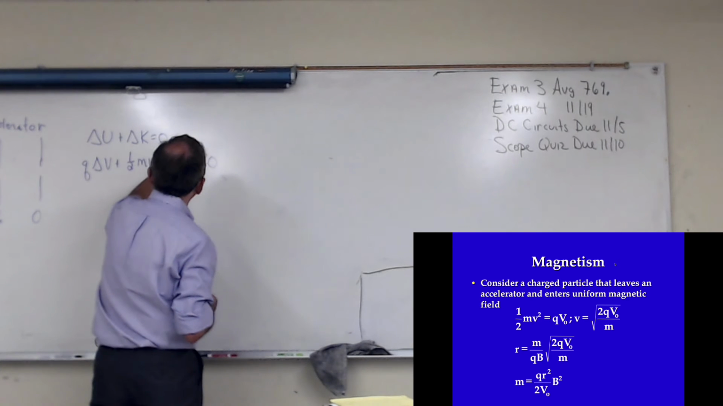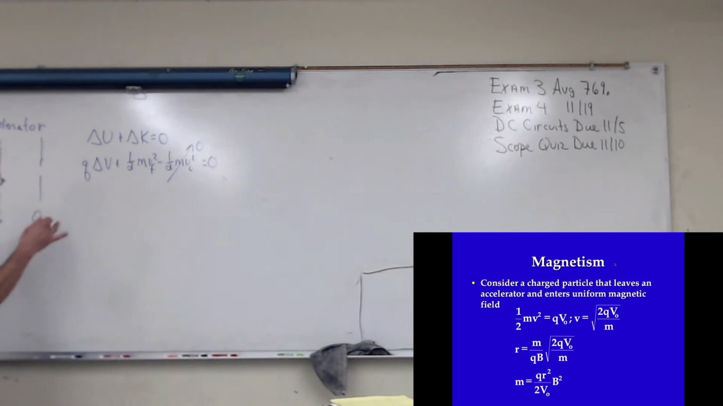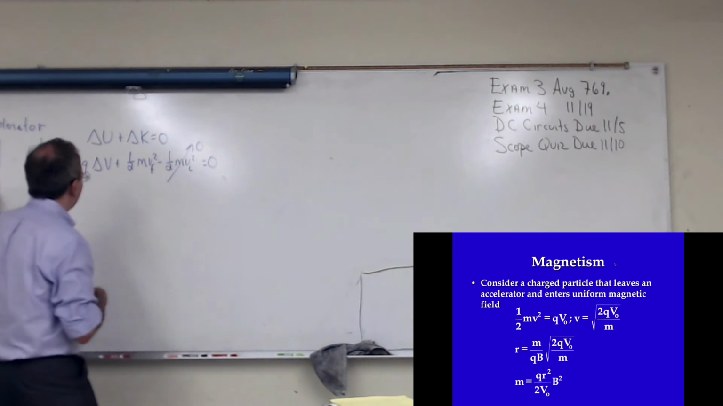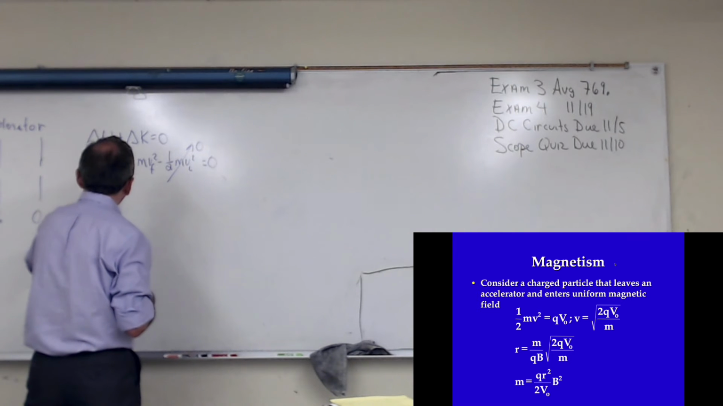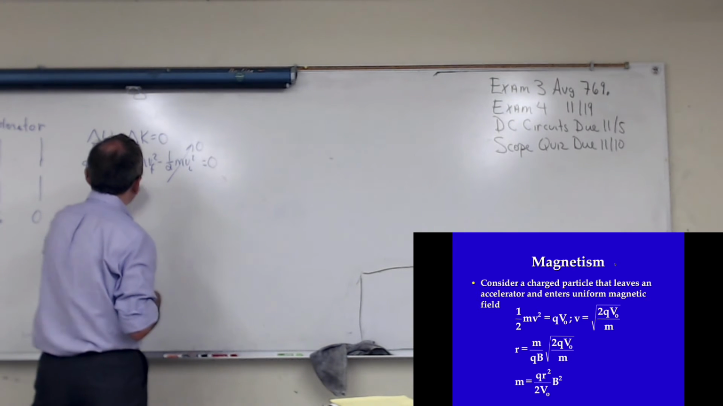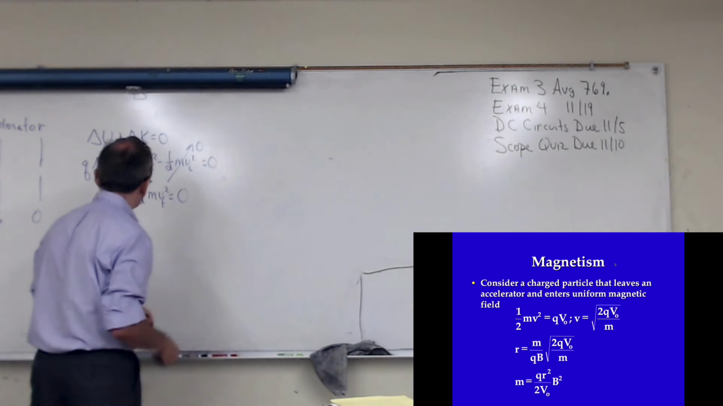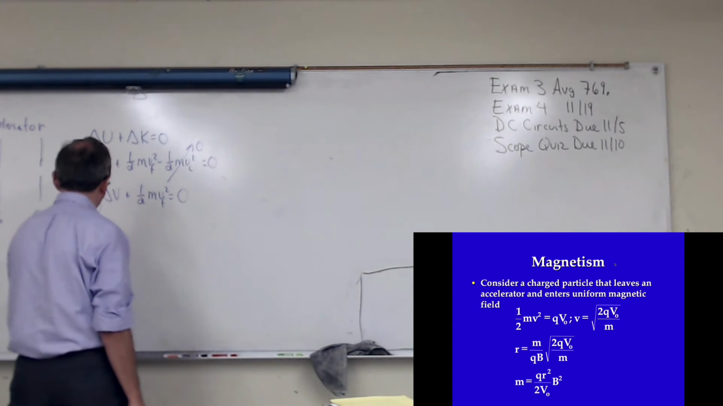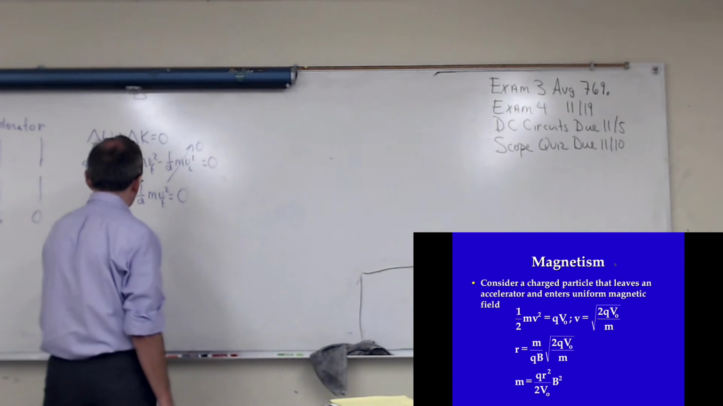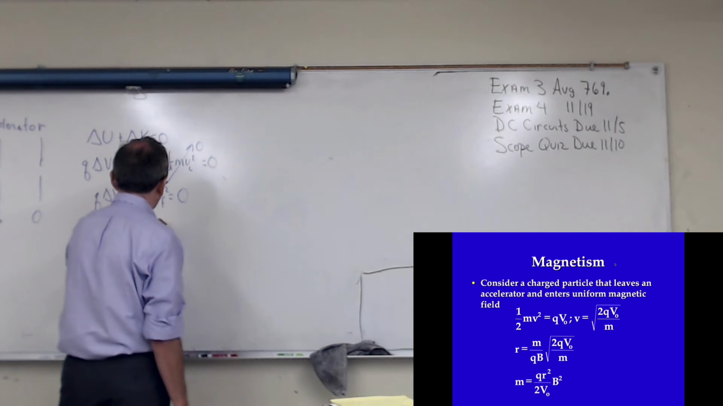This initial velocity is essentially 0. It's not exactly 0, but it's essentially 0. Okay. So that Q delta V plus 1/2 mv final squared equals 0. So minus Q delta V is 1/2 mv final squared.